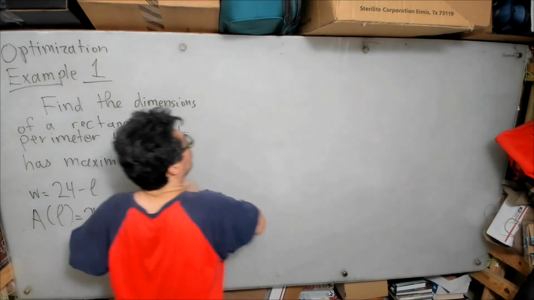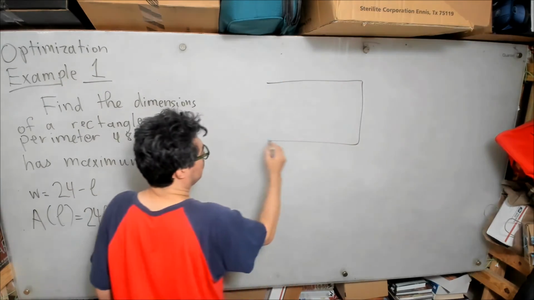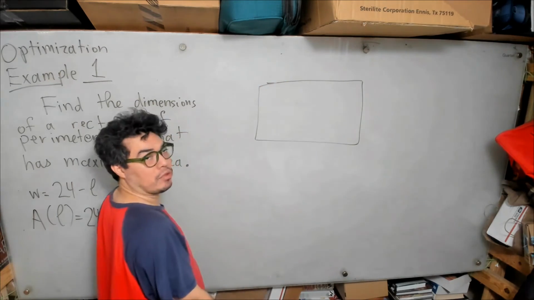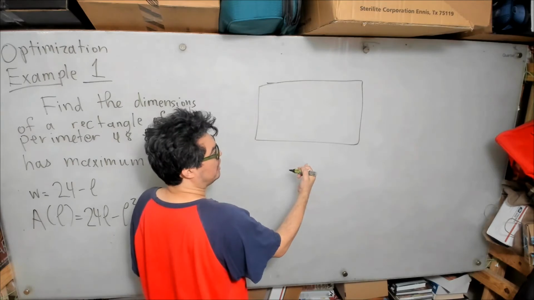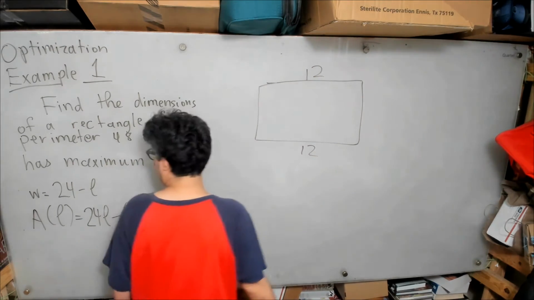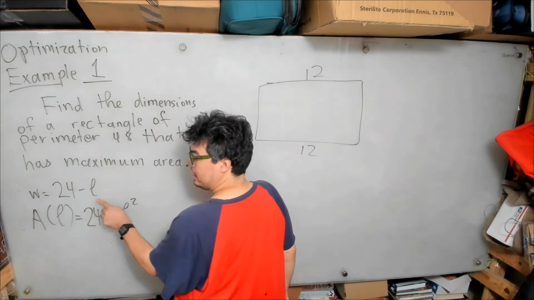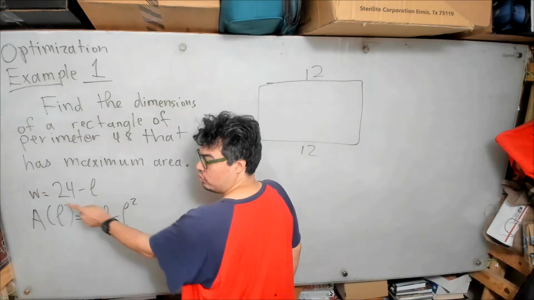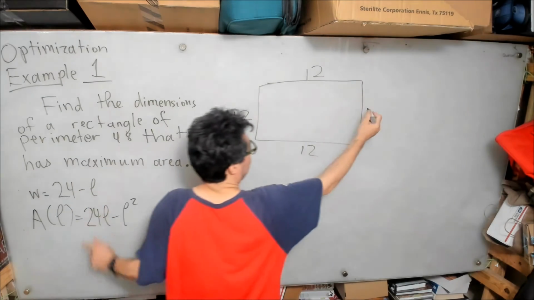So here we have our rectangle. Let's draw it together. We found that the length was 12. So in our original rectangle, these two had been the L's, the lengths. So we're going to put 12 here on the top and 12 on the bottom. Now, what about the width? The width is 24 minus L. Since L is 12, 24 minus 12 is 12. And so we can see that these would be 12 also.